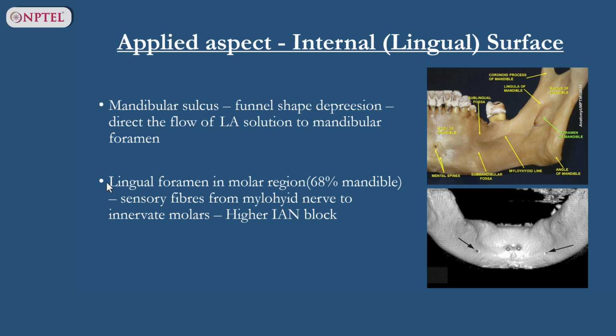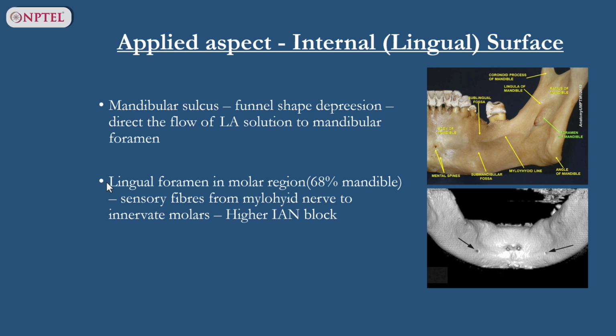The mandibular sulcus is a funnel-shaped depression on the internal surface of the ramus, and that houses the mandibular foramen. The importance of this particular structure is that this is the area where ideally the inferior alveolar nerve block solution should be deposited, because it directs the flow of local anesthetic solution towards the mandibular foramen.